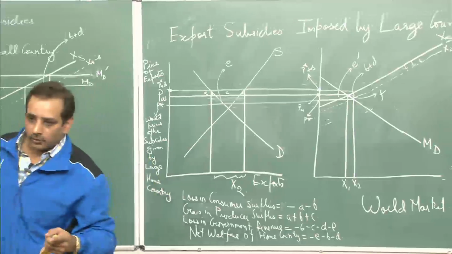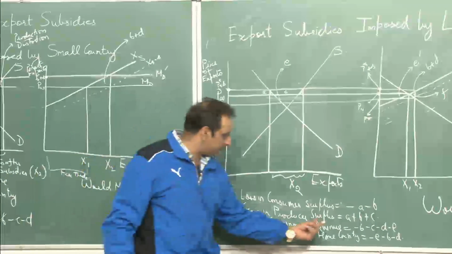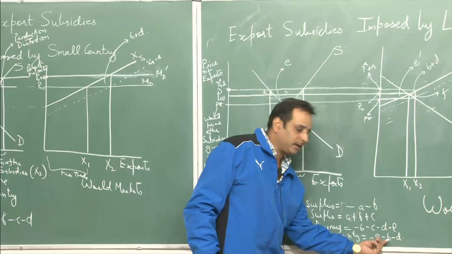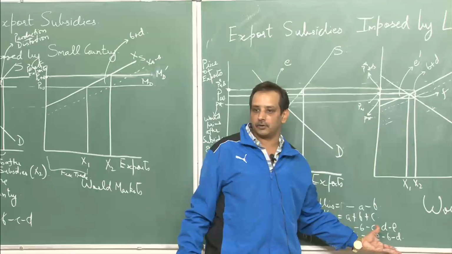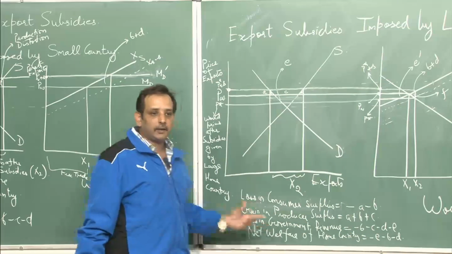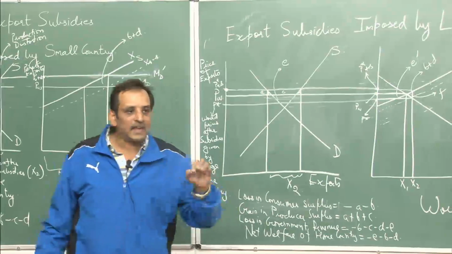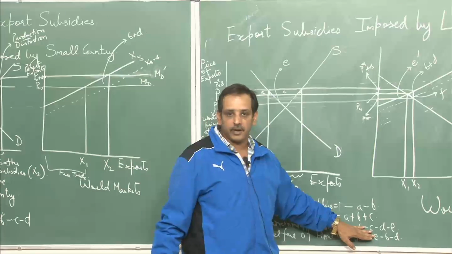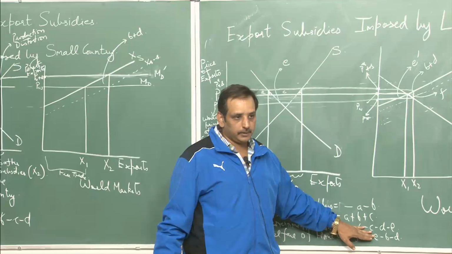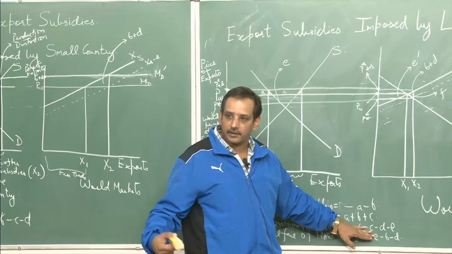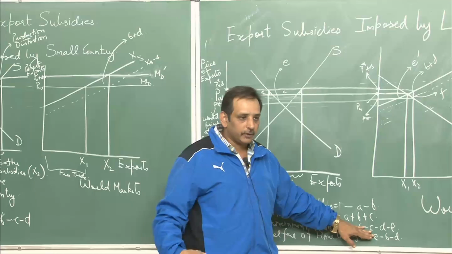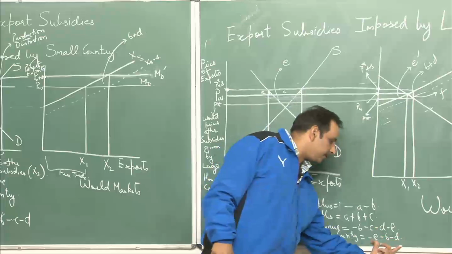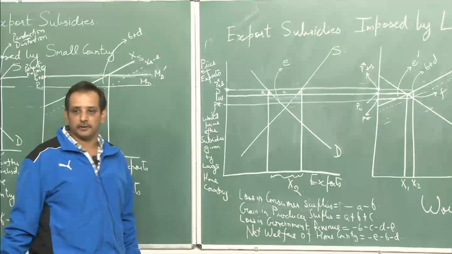So then your net welfare is minus E, right? This is the terms of trade loss, and B and D are the production and consumption distortions which are created. When the large country imposed tariffs, the net welfare was E minus B minus D, remember, because there is a terms of trade gain when you impose tariffs. When you give subsidies, this is the net welfare: minus E minus B minus D.